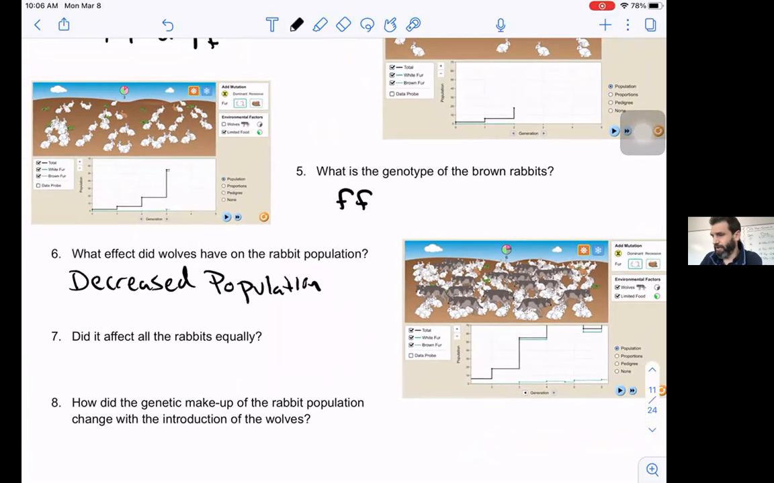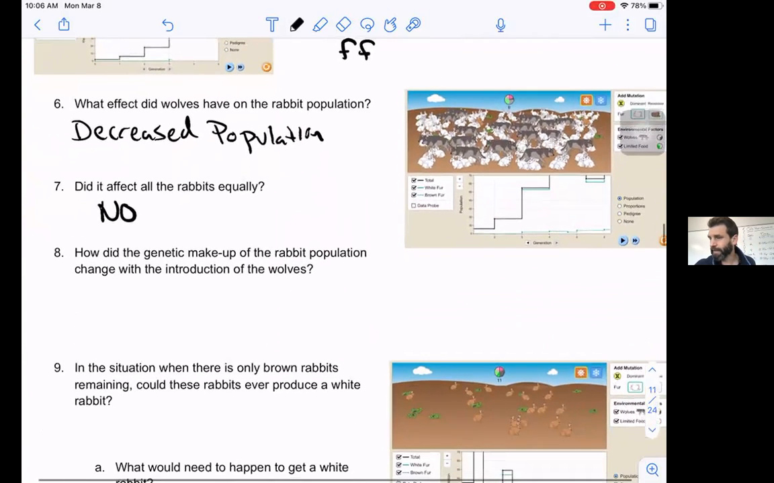Did it affect all the rabbits equally? No. Let's just answer that very simply first. No, it did not. They preferentially hunted and killed the white rabbits. How did the genetic makeup of the rabbit population change with the introduction of wolves? The white rabbit population decreased, and the brown rabbit population relatively increased. Maybe there was no change in the brown rabbits, but the white rabbits went down, and now the brown rabbits made up a larger percent of the population.